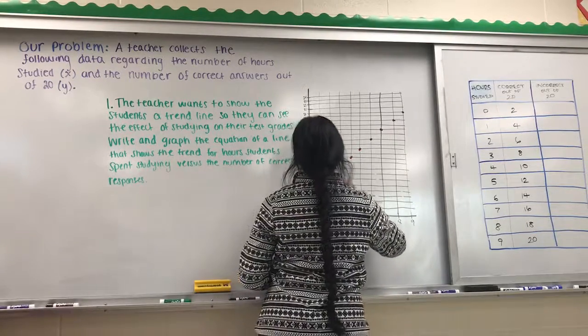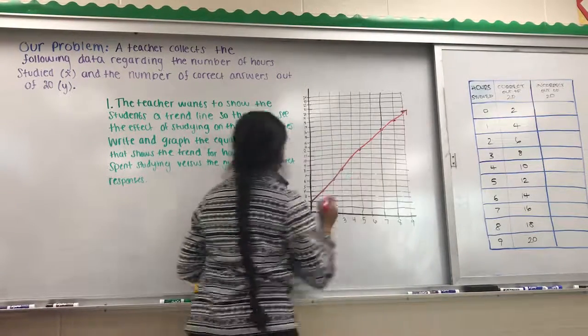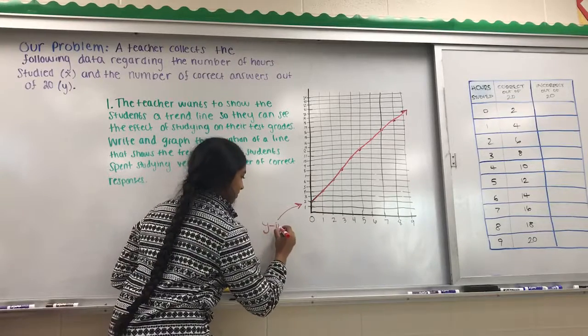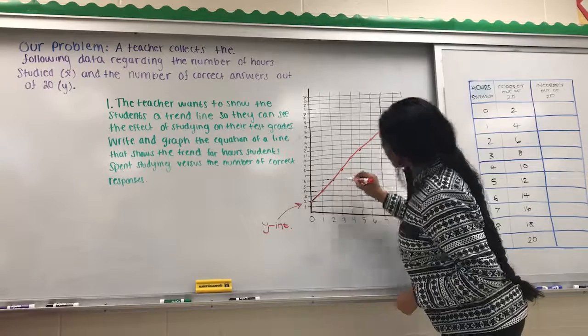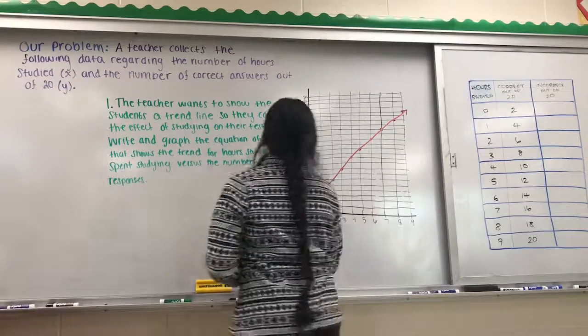So you'll create this line and write an equation, which will end up being Y equals 2X plus 2, because this line intersects with the Y-axis at 2.